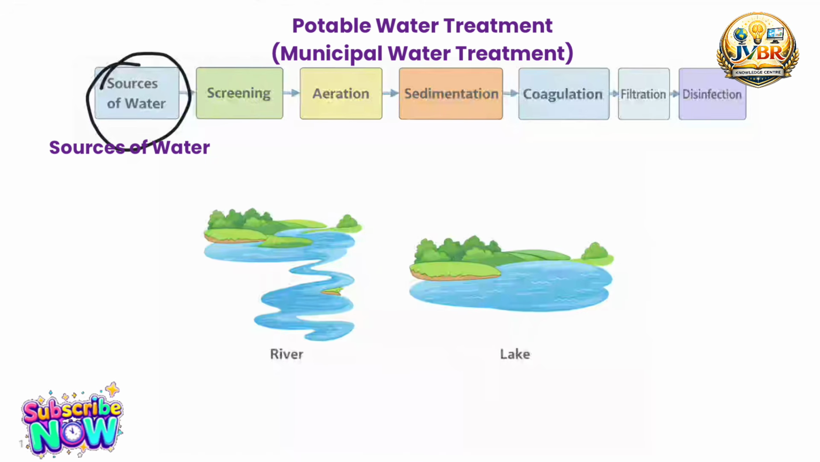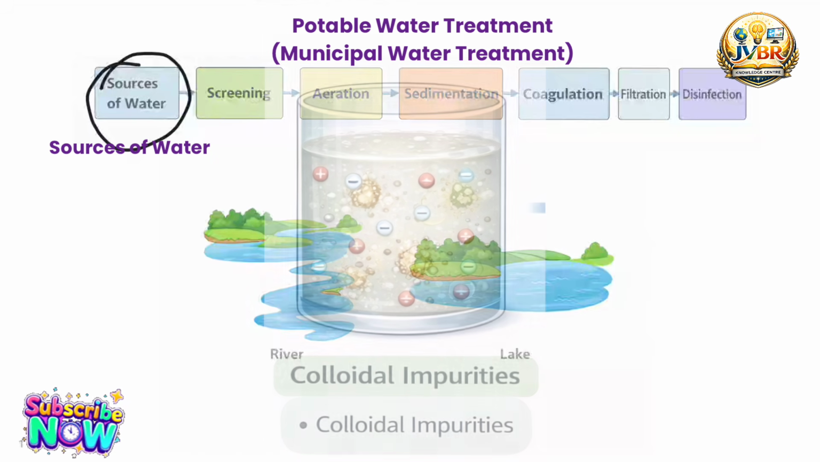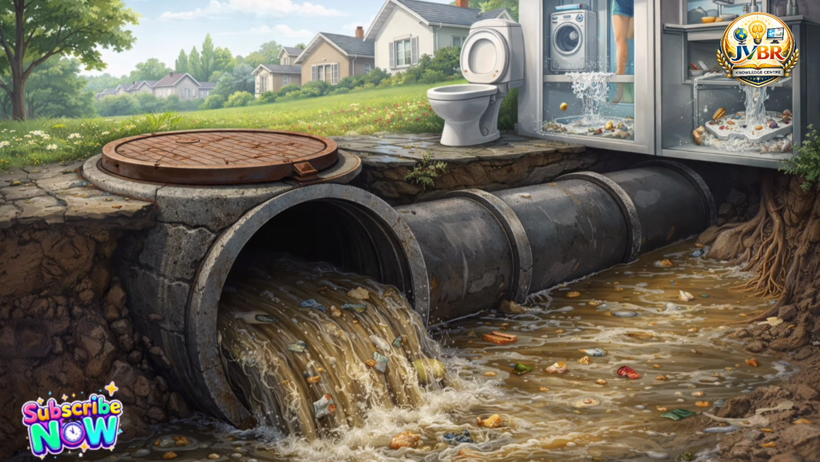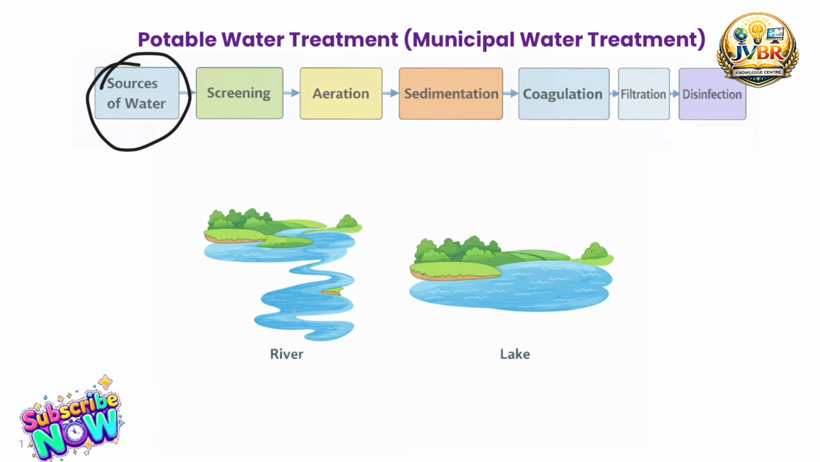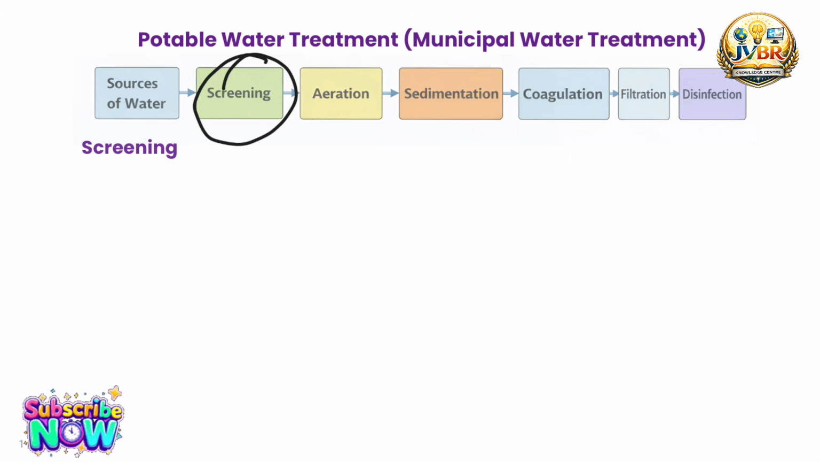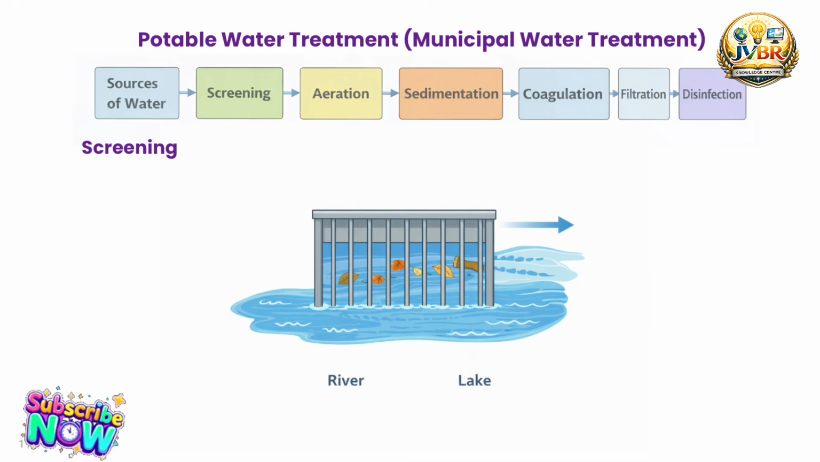Rivers and lakes are commonly used sources in municipal water treatment or potable water treatment. And this water should be free from colloidal impurities, domestic sewage, and industrial waste. Let us see the following steps involved in this treatment. Number 1. Screening. This process is carried out by using screens.